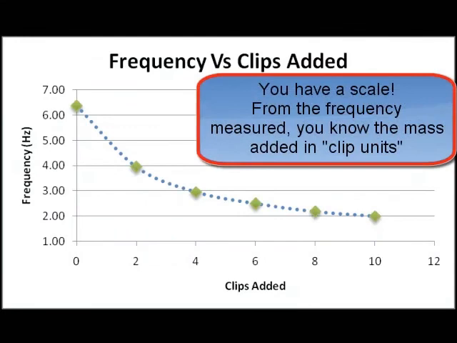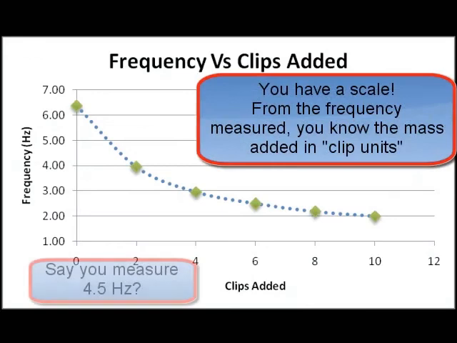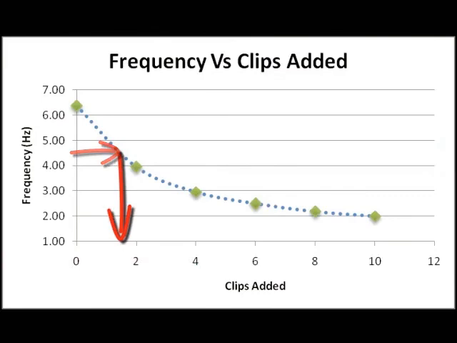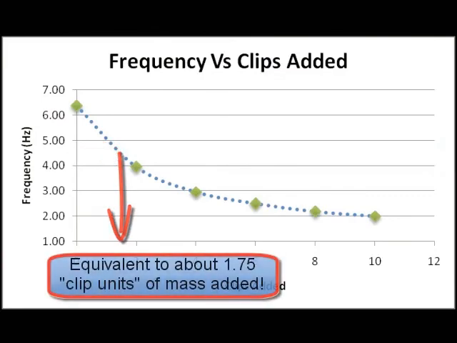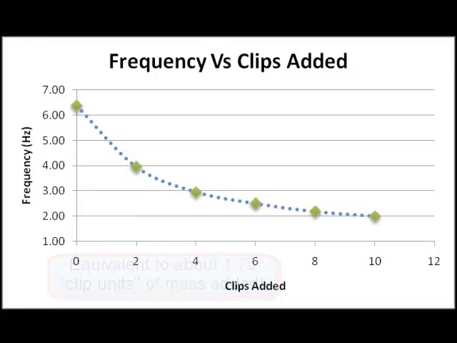So here we see what the data will look like. You have a nice curve. It's not a linear curve. It's a nonlinear relationship. And now if you have an unknown mass added to the end of the cantilever, you will know how much mass you've added once you've got a calibrated system. So for example, if you put an unknown mass on the end of your cantilever and you measure 4.5 hertz resonant frequency, you can estimate how much that unknown mass weighs relative, in this case, to the standardized clip units.